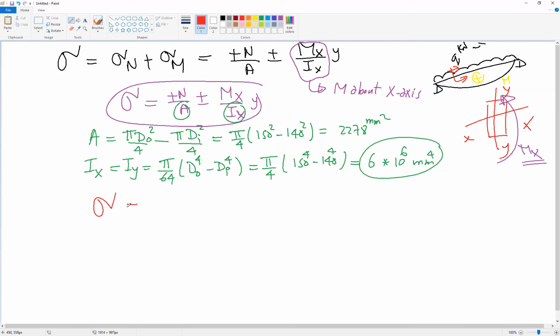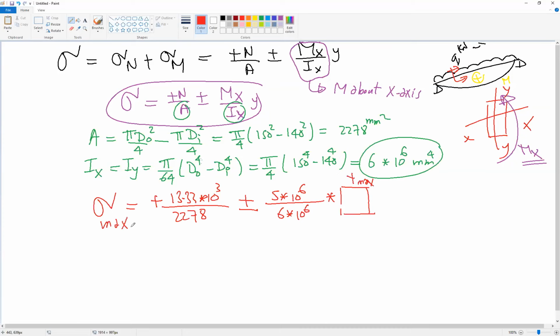And now we can substitute in the formula. So sigma will be positive N, which is 13.33 multiplied by 10 to the power 3 divided by area 2278, plus or minus M, which is 5 multiplied by 10 to the power 6 divided by I, which is 6 times 10 to the power 6, multiplied by y. What is y here? What is y max here? Because we need sigma max, so y max.